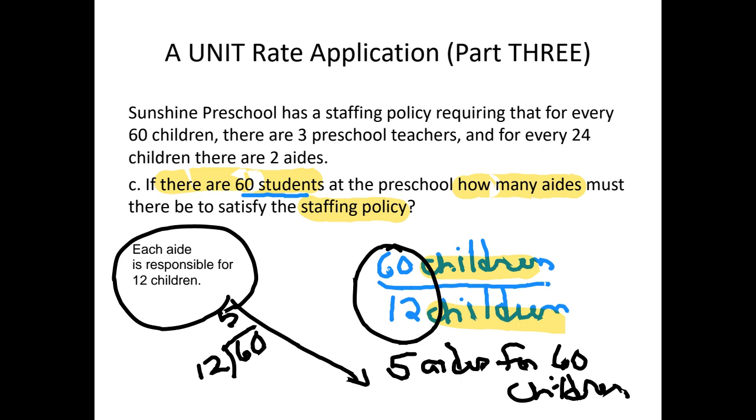Okay, that is my answer. We have 2 rates using what was up here. And then to answer C, I had to remember that each aide, because notice we're talking aides, is responsible for 12 children. Well, if I have 60 children, I better have 5 aides available to staff this.